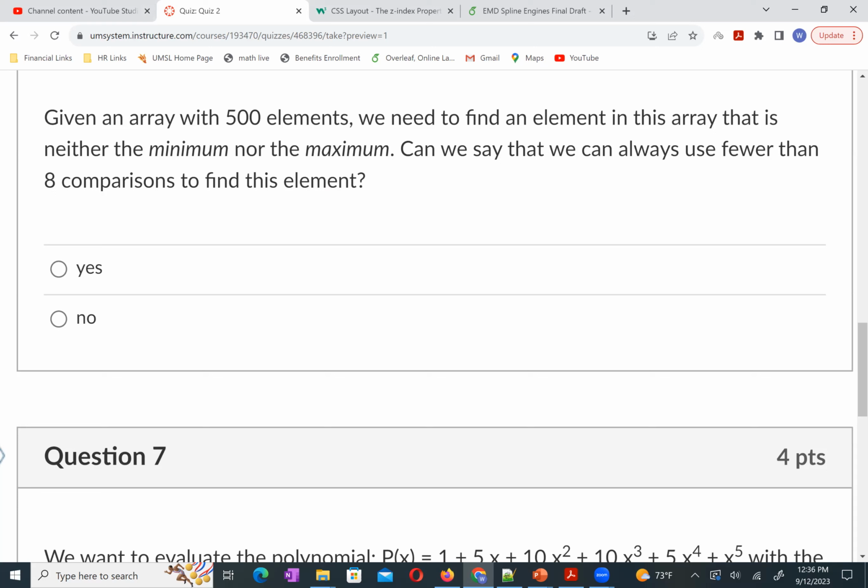This I treat as a little tricky question in this quiz. So I'd like to give you a hint a little bit. Think about 500 elements. The goal: use fewer than 8 comparisons to find just one element that is not the minimum. You're sure it is not the minimum, and it is not the maximum.